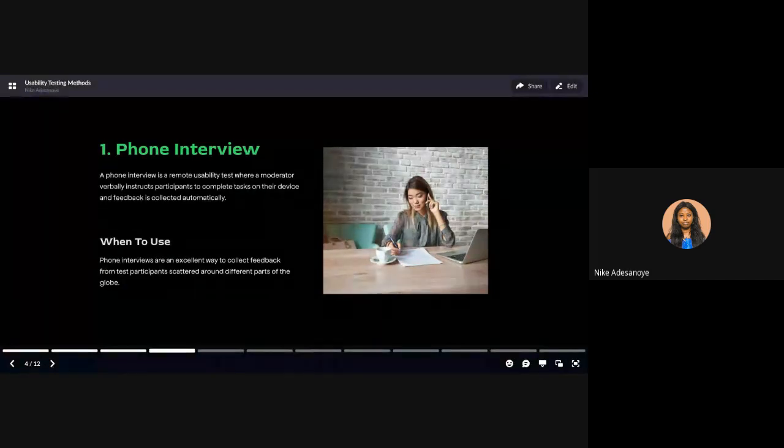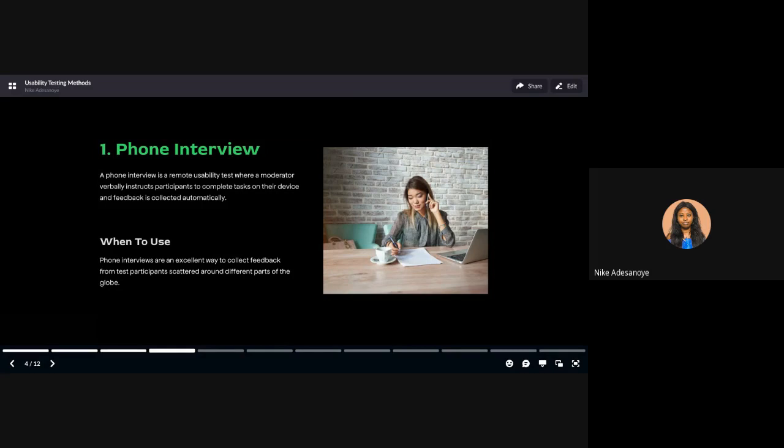So phone interview is one of the methods of usability testing. I don't know if some people have done normal calling to conduct user research, where you call people to ask them questions, but you can also conduct usability testing by calling people. So it's done remotely. Normally you're not seeing the person physically when you're making calls. You call the person and ask them to complete a task, and in the process of them completing that task, you are conversing with them, right? They are explaining things to you, and you're also getting feedback from them.